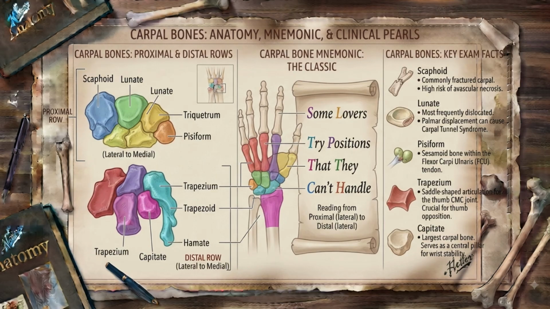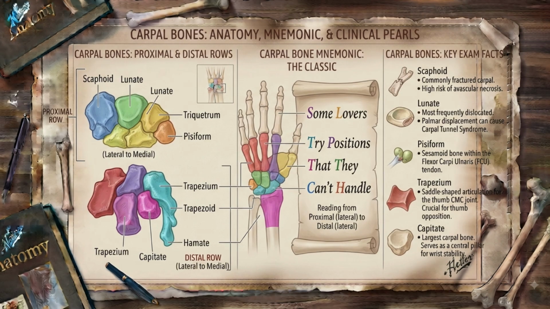There are 8 carpal bones arranged in 2 rows. The proximal row from lateral to medial is scaphoid, lunate, triquetrum, and pisiform. The distal row is trapezium, trapezoid, capitate, and hamate. This is one list you should know almost automatically. A common mnemonic is: some lovers try positions that they can't handle.